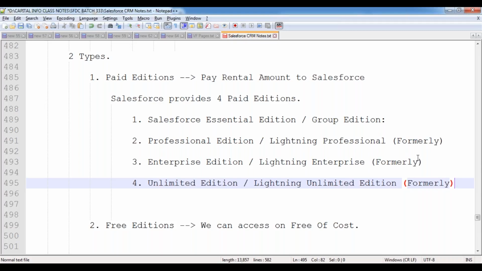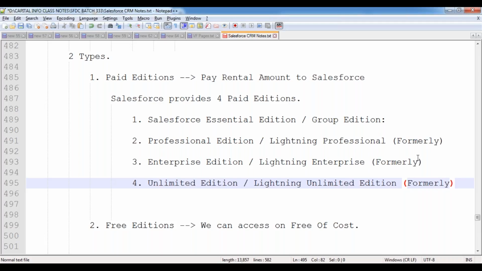Second one, Professional Edition. Previously, this was called Lightning Professional. And the third one, Enterprise Edition. Previously, this was also called Lightning Enterprise. And the fourth one, Unlimited Edition. Previously, this was also called Lightning Unlimited. These are the 4 paid editions available. Then how much amount is Salesforce charging for each edition, and which features are they offering in each edition? Let me explain.